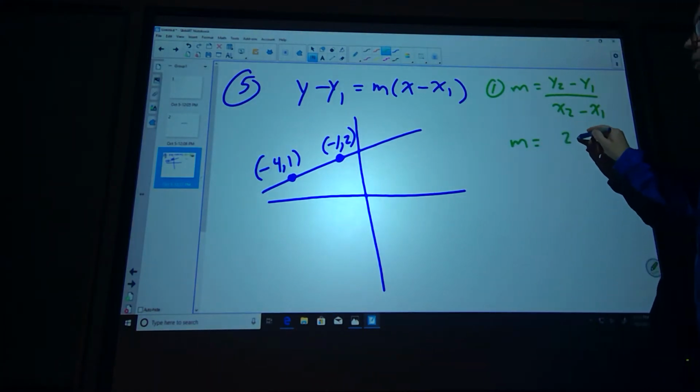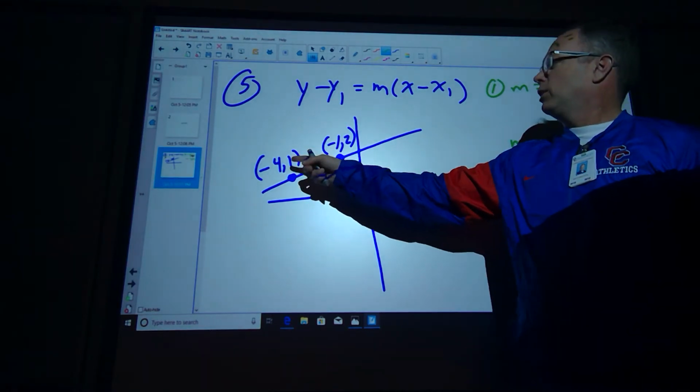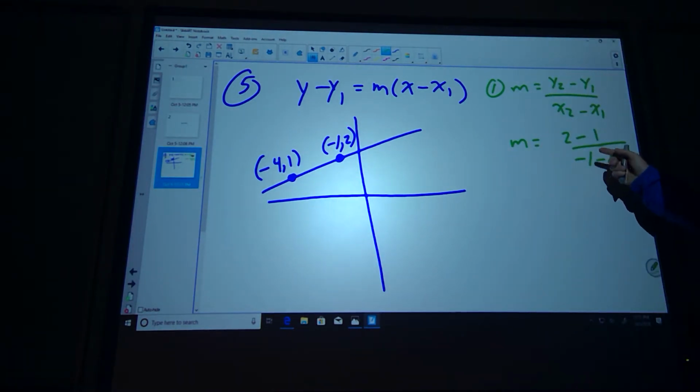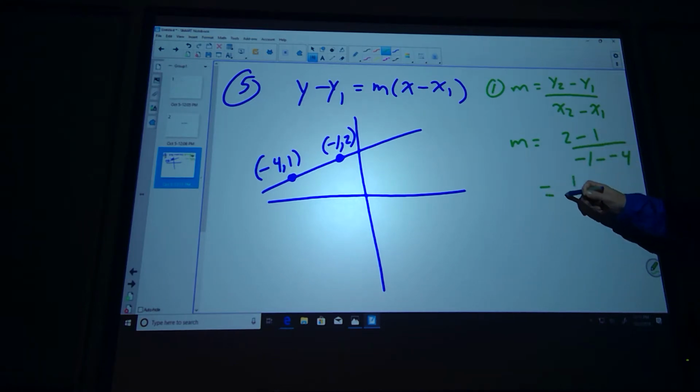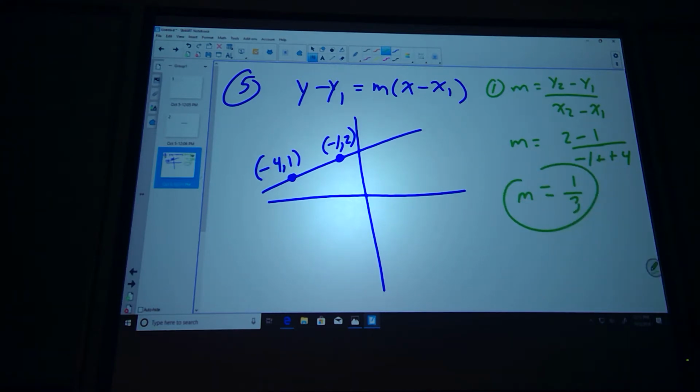So I'm going to say 2 minus 1 and negative 1 minus negative 4. Sorry, hold up. Keep going. All right, so I just went 2 minus 1, negative 1 minus negative 4. Is that okay? So 2 minus 1 is 1. Is that okay that I found the slope? What do you think? Is there anything about me finding the slope that we're goofed up on? This is a great question to ask.